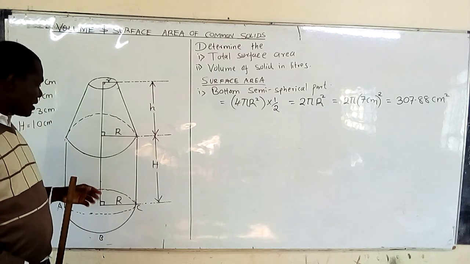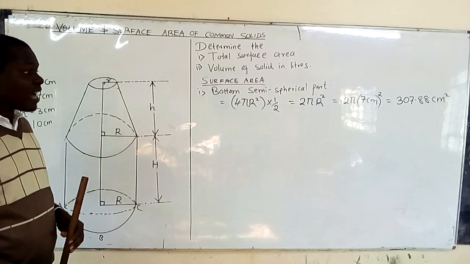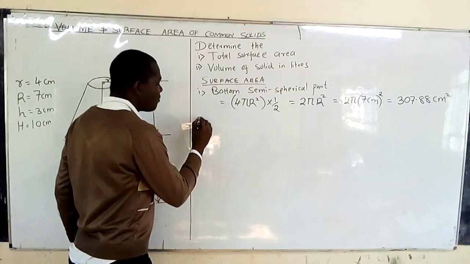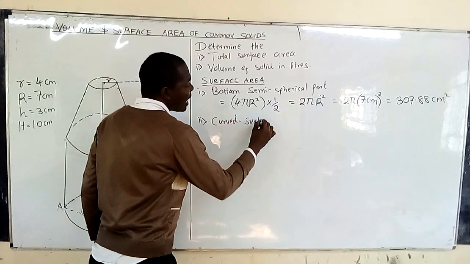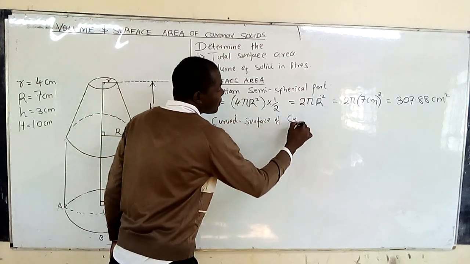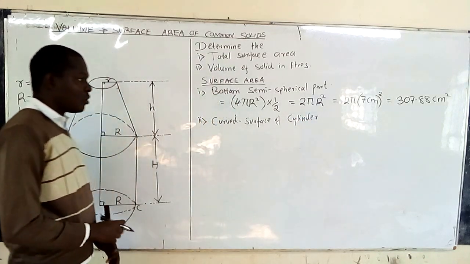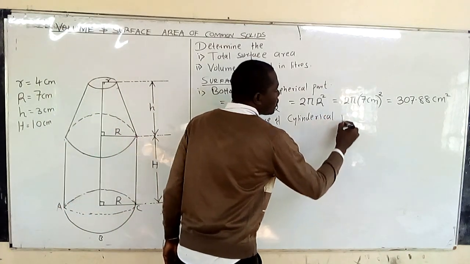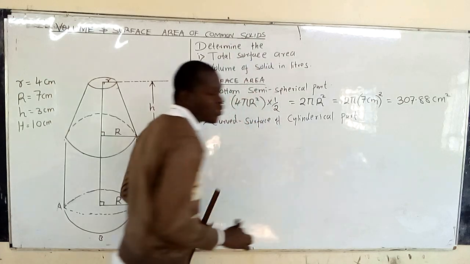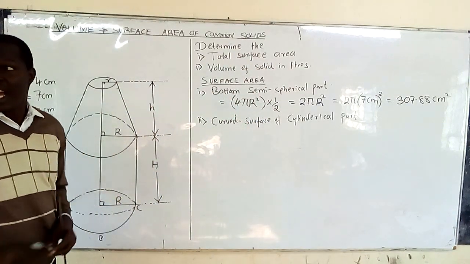Then now what do we want? The curved surface of the cylindrical middle part, isn't it? Are you seeing that? So the curved surface of that cylindrical part. Now, how do we get the curved surface area of a cylinder?